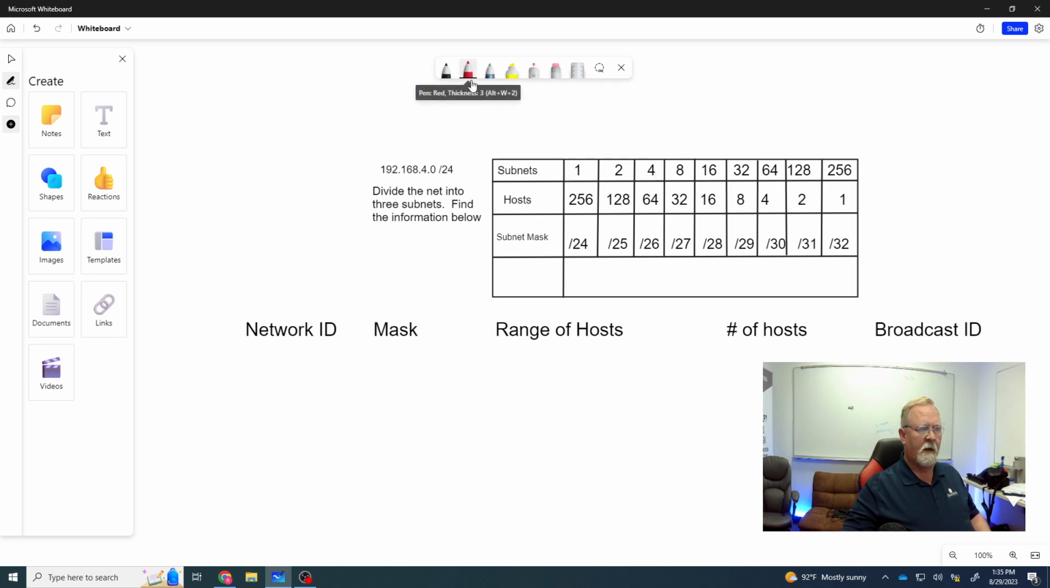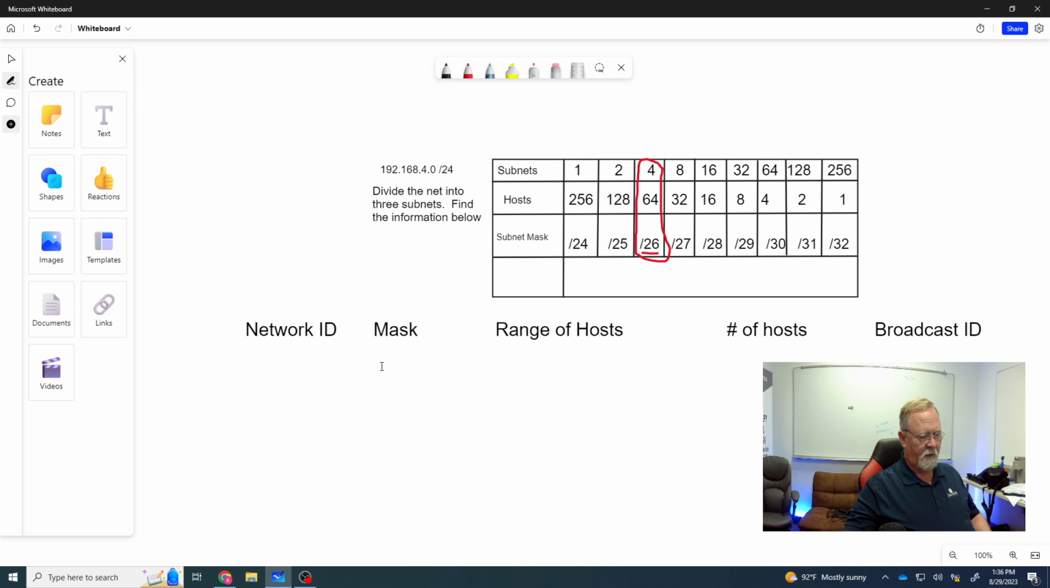So let's go ahead and draw a circle around 4, and that will tell us a great many things right there. If we're going to divide our network into 4 pieces, then first of all, that tells us what our new subnet mask is going to be. Subnet mask for each of those networks is going to be /26. With one subnet or one network, it would be /24. We're dividing it into 4 pieces. That moves us to /26. So that gives us what our new subnet mask is going to be.